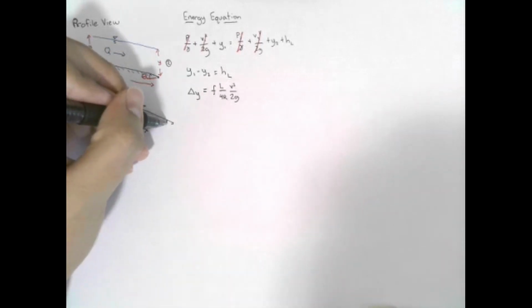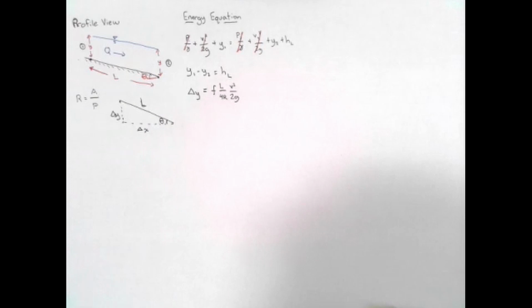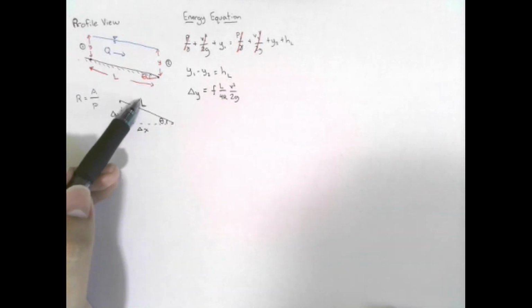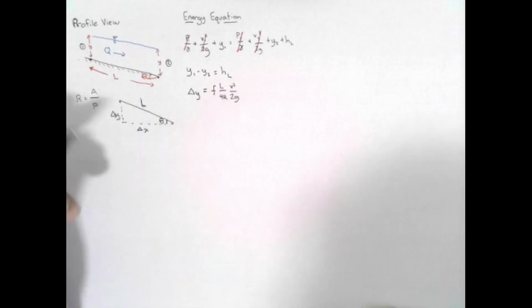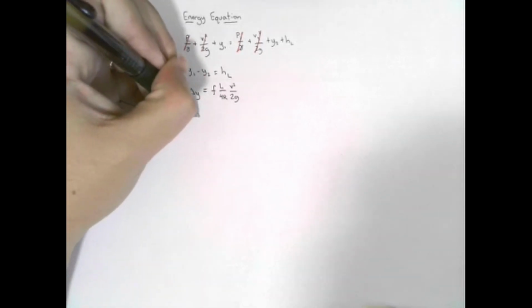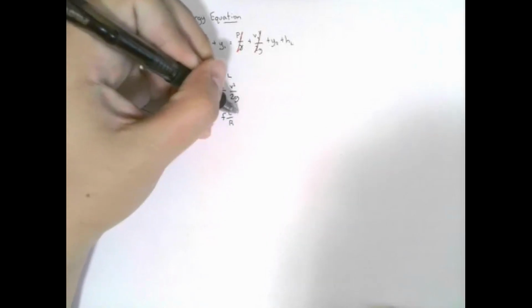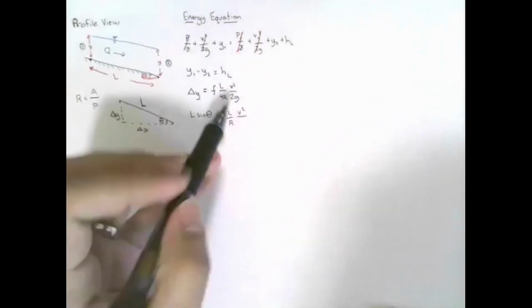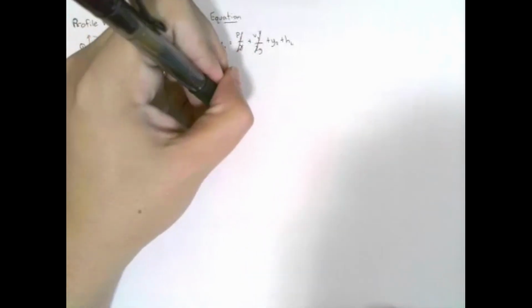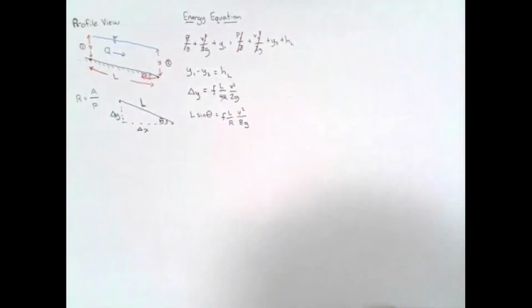And we know that the angle for this triangle is theta. So based on this information, we know that delta y is simply L, the length of the channel, times sine of theta. So I'm going to write it down, L times sine of theta. And we get that L times sine of theta equals friction factor times length over hydraulic radius times velocity squared over 2 times 4 is 8, so 8 times gravitational acceleration.